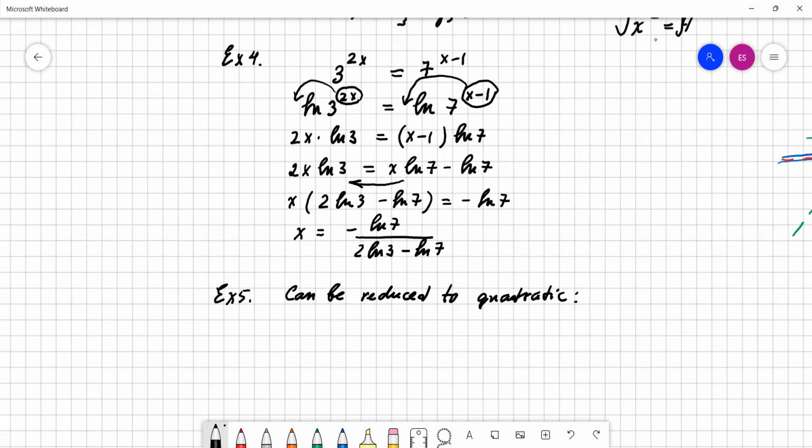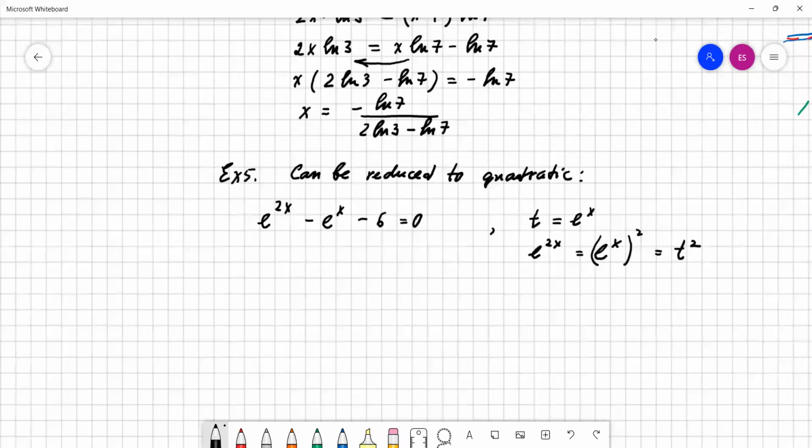I'm going to just consider one example. Imagine that you have e to the power of 2x minus e to the power of x minus 6 equals 0. Here, you think, okay, 2x and just x, we can do substitution. T equals e to the power of x. Then e to the power of 2x can be represented as e to the power of x squared, or for us, it's going to be t squared. And instead of an equation with an exponent, we are going to have t squared minus t minus 6 equals 0.